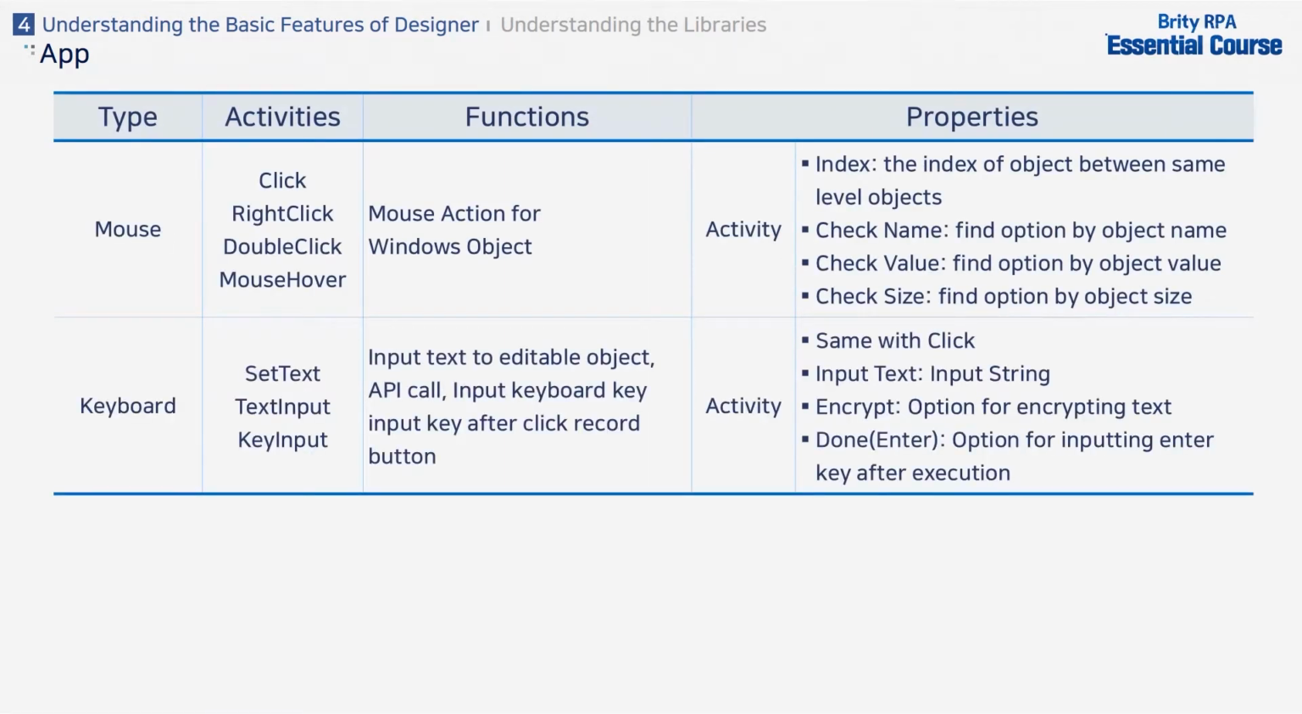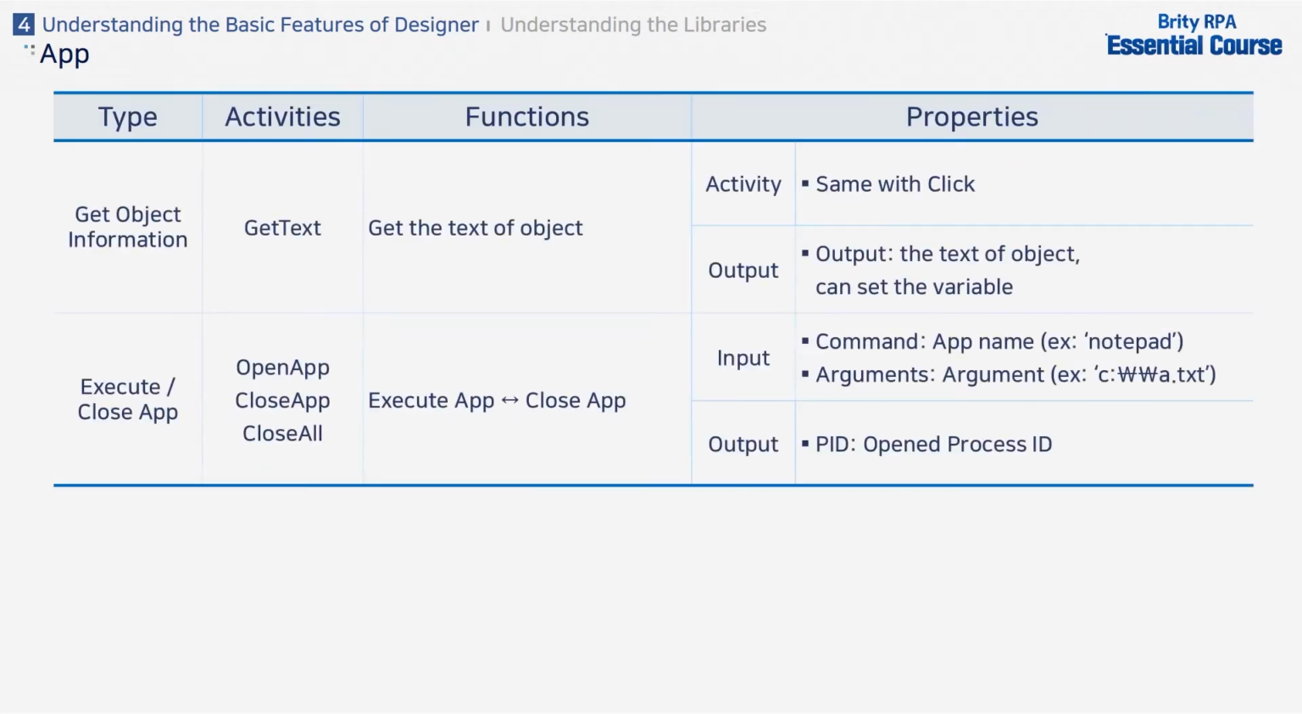Common activities include those related to mouse operation, such as click, right-click, double-click, and mouse hover activities. Also, there are activities related to keyboard operation, such as set text, text input, and key input activities. There is also the get text activity used to obtain hierarchical information of objects, and the open app and close all activities that control opening and closing the apps. Please refer to the table for more details.